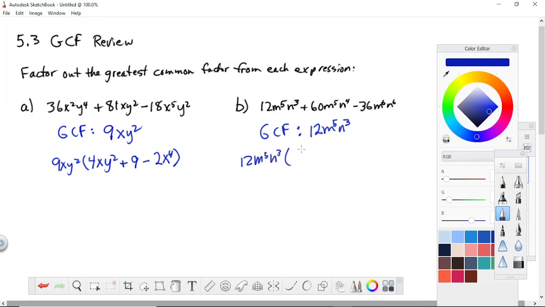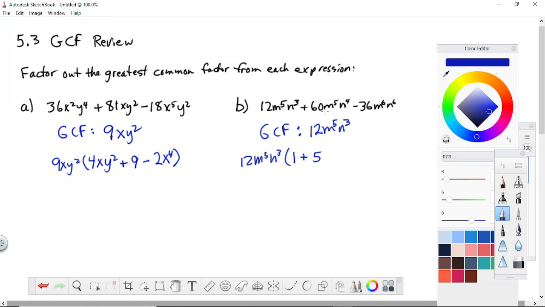And then write the parentheses, and we write down the terms, what's left after we factor that out. Look at the first term. You factor out everything, right? When you factor out 12, there's no number left. Factor out m to the fifth and n cubed, and the only thing left is 1. Okay, we factored everything else out. Now look at the next one. 12 goes into 60 five times, so we get 5 here.